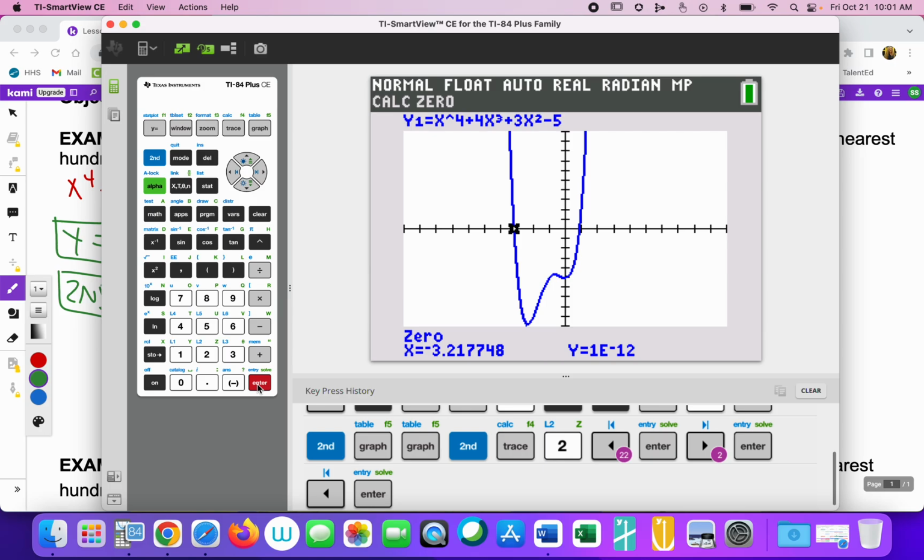Negative 3.217748. Okay. Are you at least 3 point something?